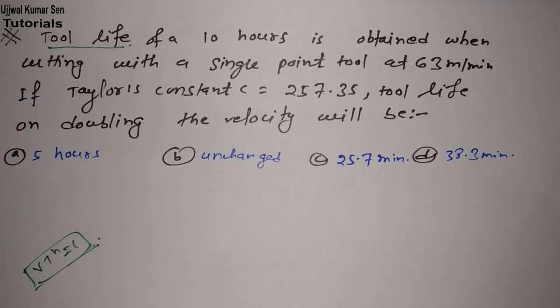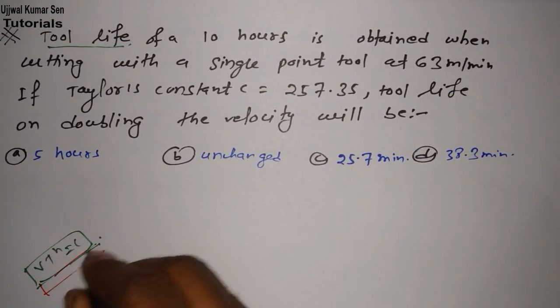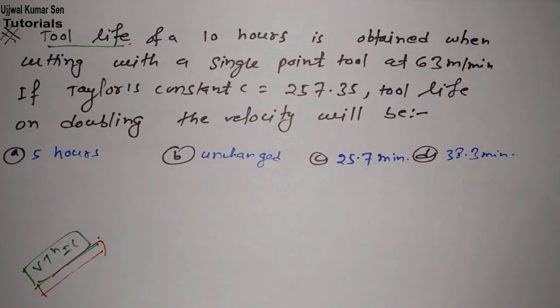So in this video, I am going to share with you at least 5 questions on this topic that have been asked in GATE. All the questions have a different angle to solve, but in all of them we are using the same equation, V T to the power n is equal to constant. In front of you is a question where we have to find out the tool life.